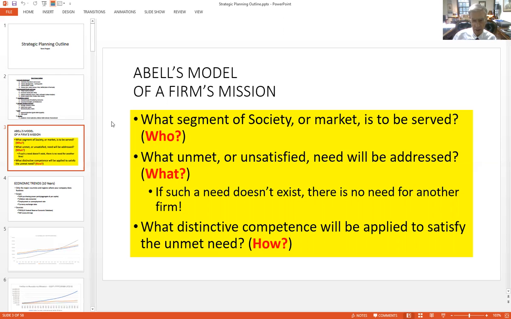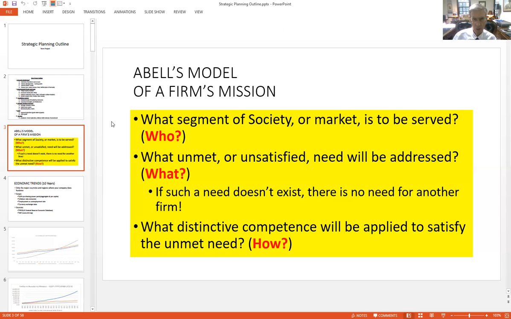Once we've got that identified, there's a third question, and this is what really makes mature, practiced managers humble. And it's to ask the question, just where does your company find the distinctive competence to meet those unmet needs? And it's very difficult often to answer that question.